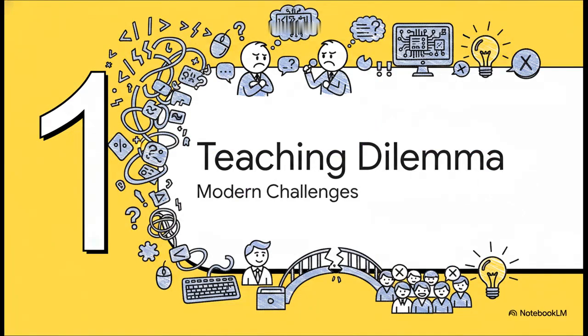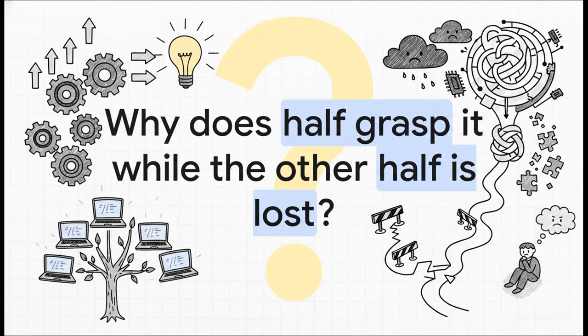All right, Section 1, the modern teaching dilemma. So, have you ever run into this? Why does half your class grasp a concept immediately, while the other half is just totally lost? If you've ever taught code, you know this feeling intimately. You explain something, half the room nods along, and the rest are just staring blankly. They usually start off super motivated, but boom, they lose interest the second things move too fast or lack real-world context. The truth is that old one-size-fits-all lecture just completely fails modern learners.